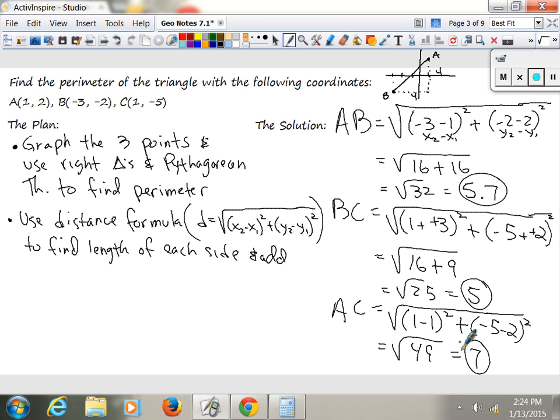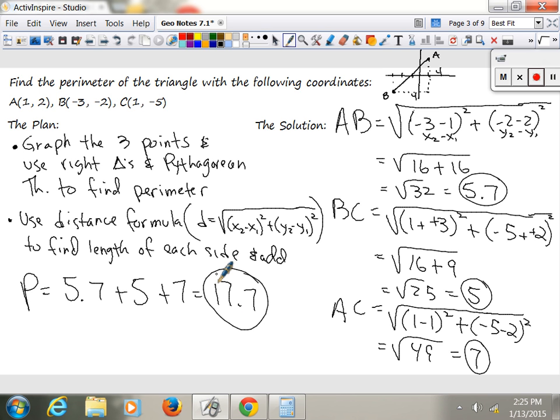So to get the perimeter, you're going to add them up. 5.7 plus 5 plus 7. And you get 17.7 units. So that's your perimeter. That's how the distance formula can work.